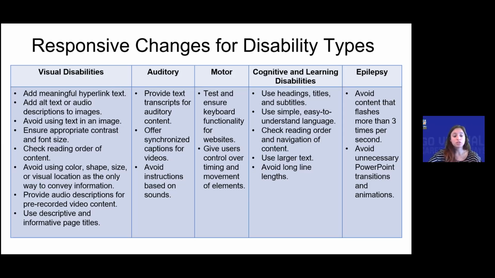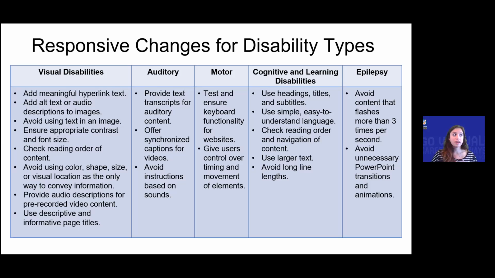Additionally, as we mentioned with social media posts, try not to put text inside an image because then it won't be read by a screen reader. And if you do put text inside an image, make sure that you put that in the alt text for that image. Make sure that contrast and font size is appropriate, check the reading order. And then we touched on avoid using colors and shapes and sizes and visual information to convey what you're trying to say. If you can, create audio descriptions of video content and use descriptive page titles.